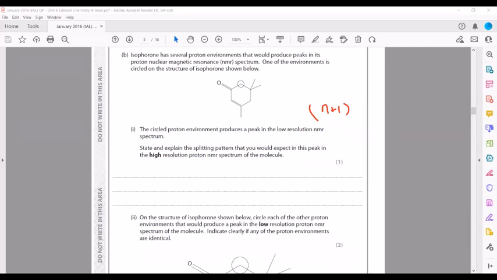So we have to check how many neighbors are there, and according to the neighbors, we will identify how many hydrogens are present on the neighboring carbons. When you check this neighbor, it does not have any hydrogen. This neighbor also does not have hydrogen directly attached. So n is 0. If n is 0, then n plus 1 will be 0 plus 1. It will be 1. So it will give us a singlet, because the splitting pattern depends on the number of hydrogens in the neighbor plus 1. So this will give us a singlet.